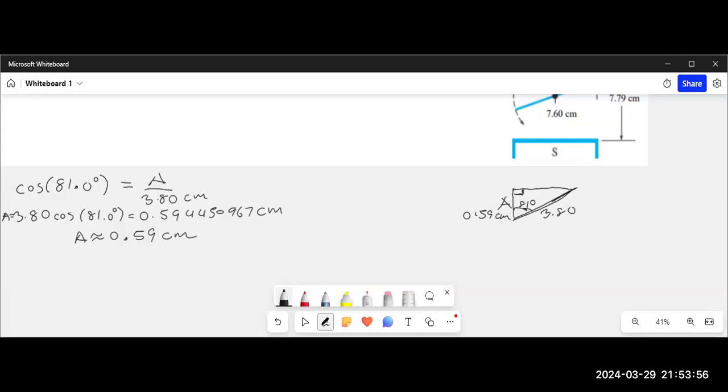So let's take this 7.79 and divide it by 2, and that is 3.895, which we are going to round to 2 decimal places as 3.90. Just because we've been doing everything else in 2 decimal places, we'll keep this in 2 decimal places as well. This is centimeters.